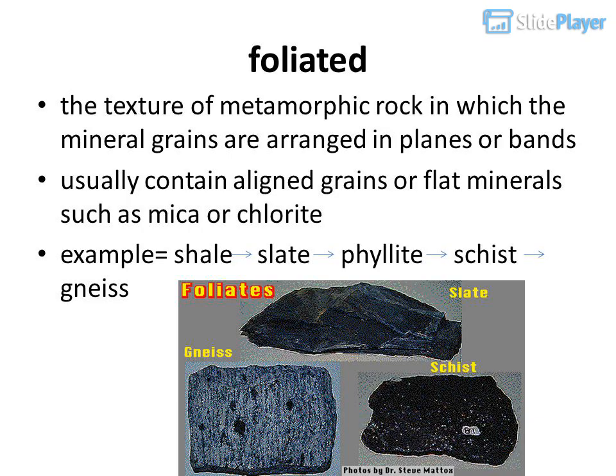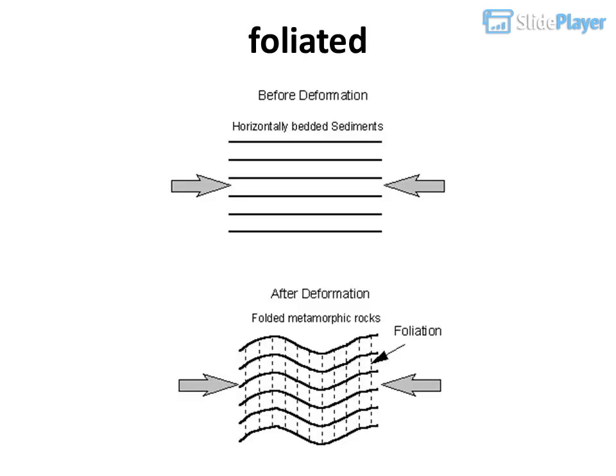Foliated: the texture of metamorphic rock in which the mineral grains are arranged in planes or bands. Foliated rocks usually contain aligned grains or flat minerals such as mica or chlorite. Example equals shale, slate, phyllite, schist, gneiss.